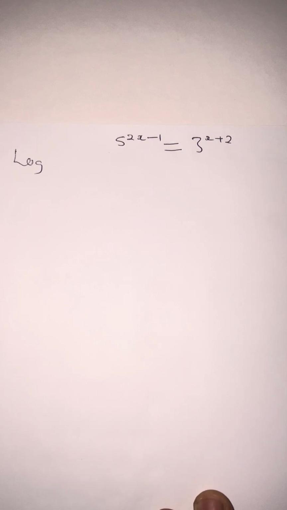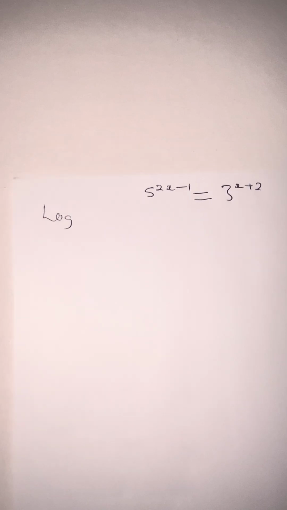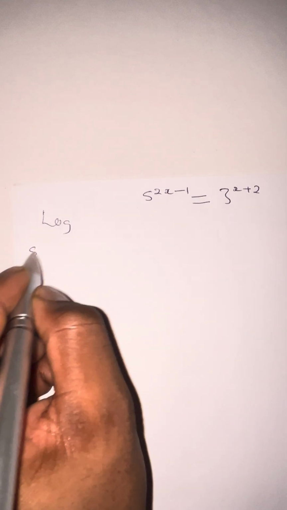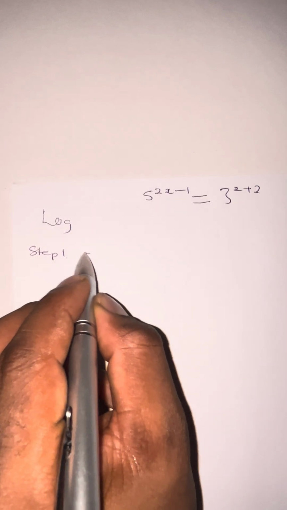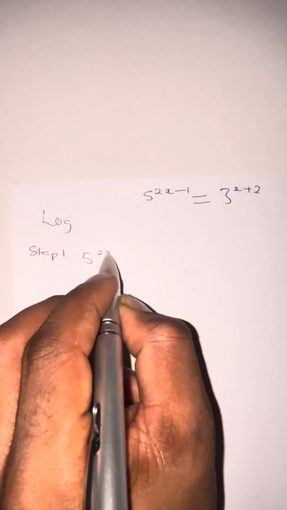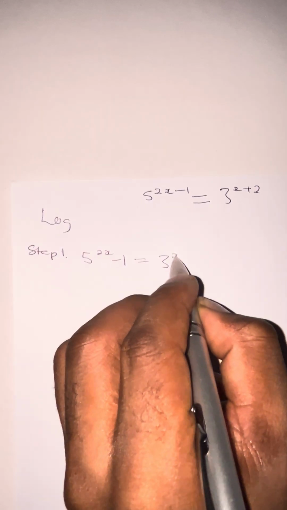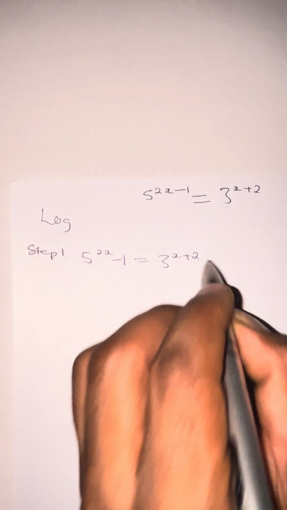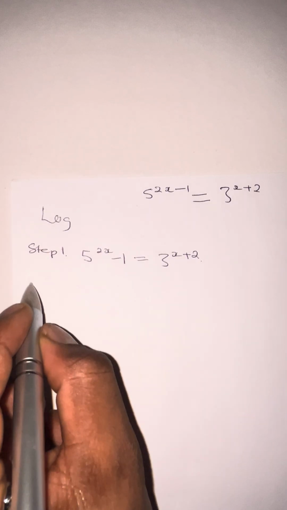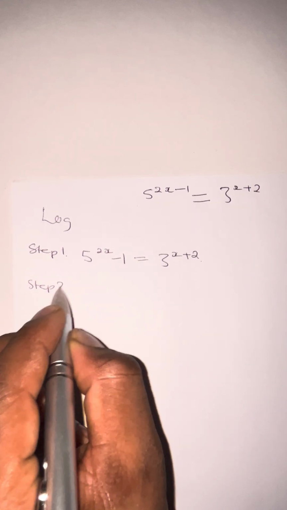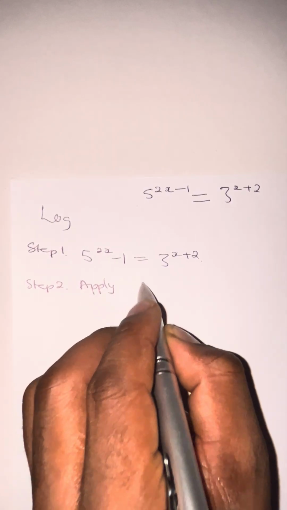Now step 1, write the equation clearly. We are having 2x minus 1 is equals to 3x plus 2. Step number 2, apply log.